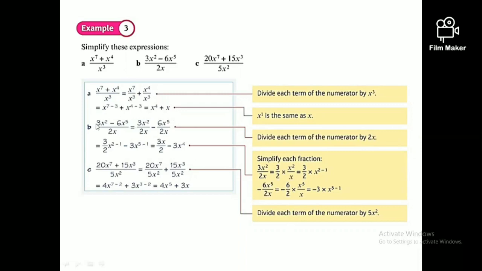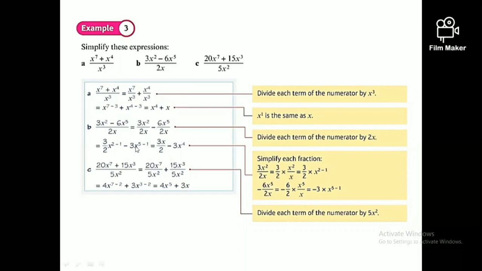The next expression is 3x squared minus 6x to the power 5 divided by 2x. Same theory we can apply. 3x squared divided by 2x minus 6x to the power 5 divided by 2x. Then 3 over 2 x to the power 2 minus 1. This division you can write it as a subtraction of powers. 6 divided by 2 is minus 3.